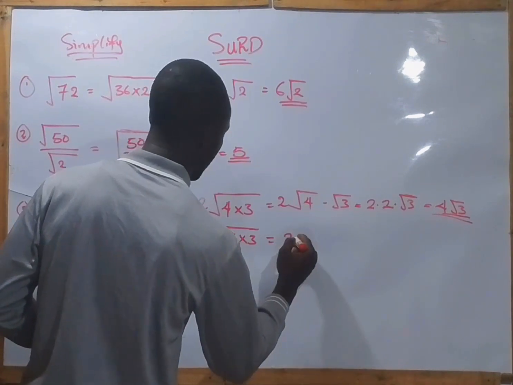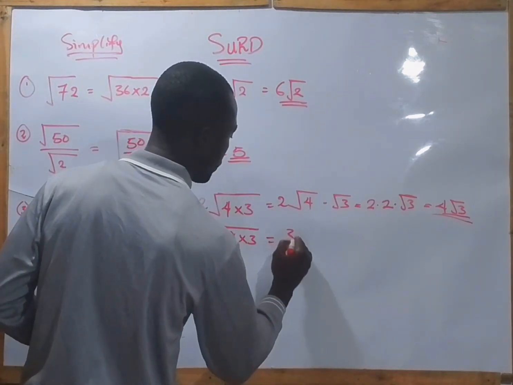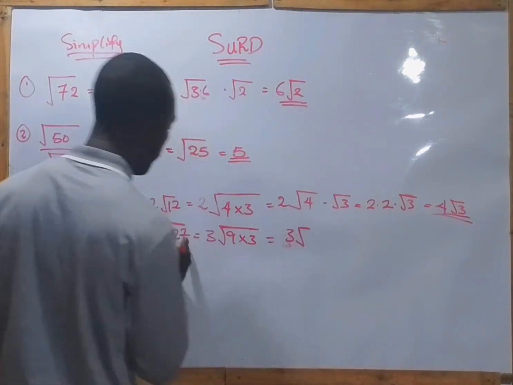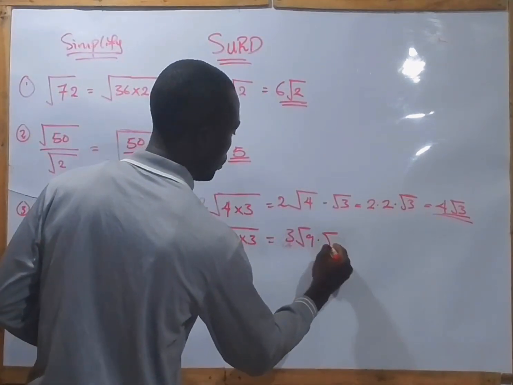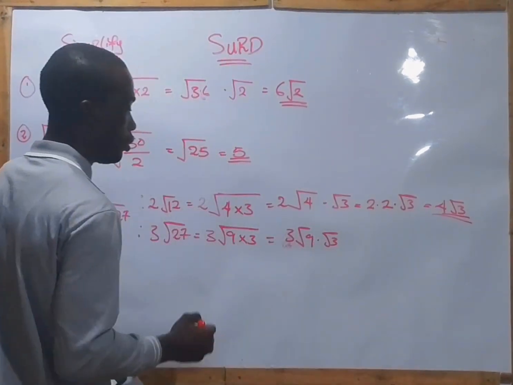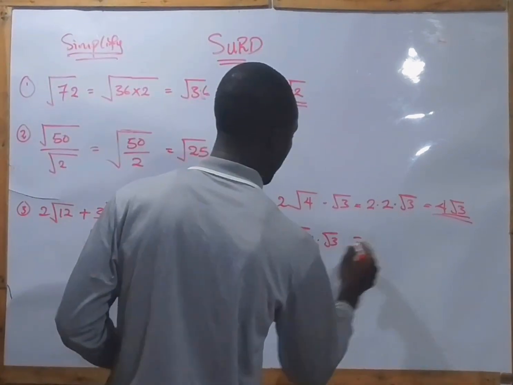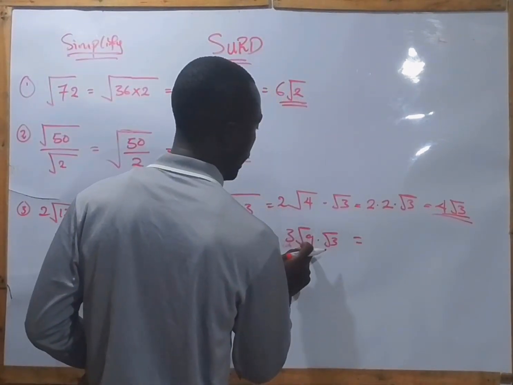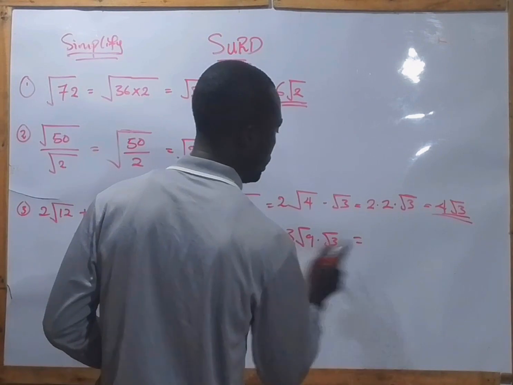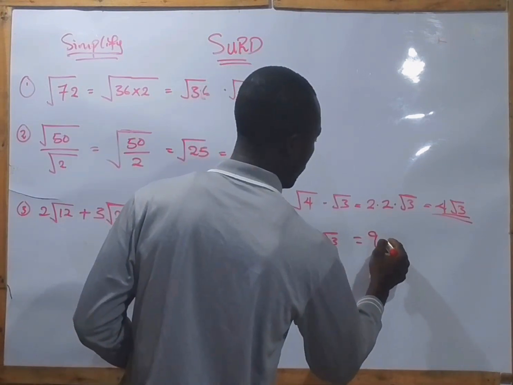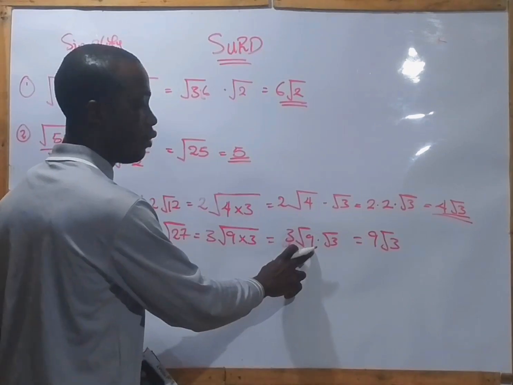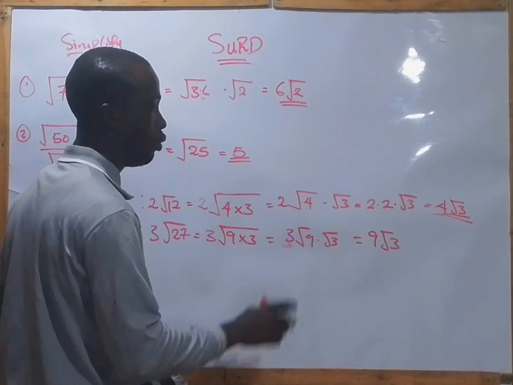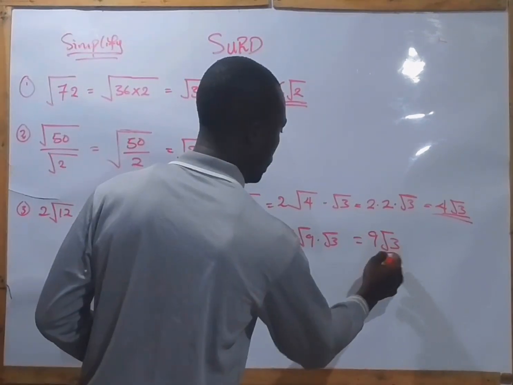Equal to 3 root 9 multiplied by root 3. We move further and say the square root of 9 is 3. So 3 times 3 will give us 9 root 3. So this is for this.